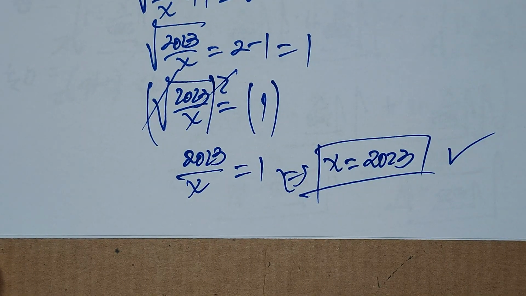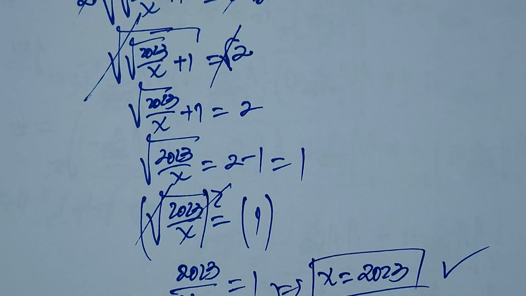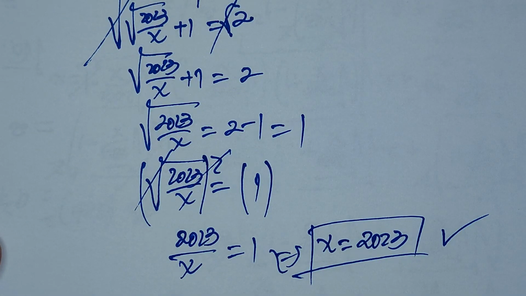This is the third way of solving this irrational equation.